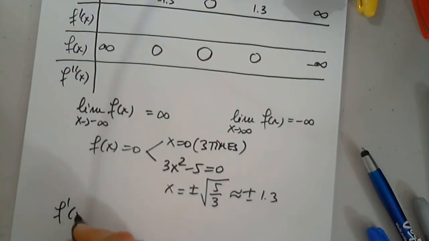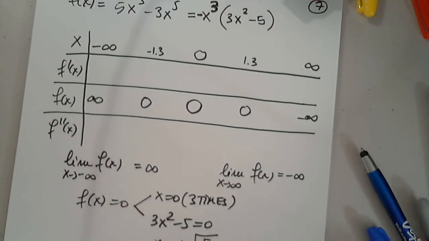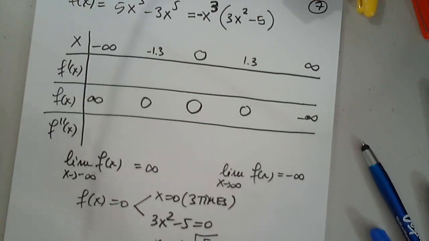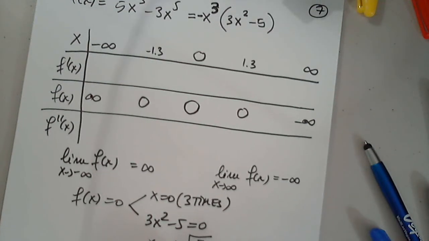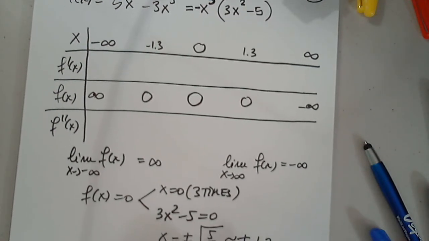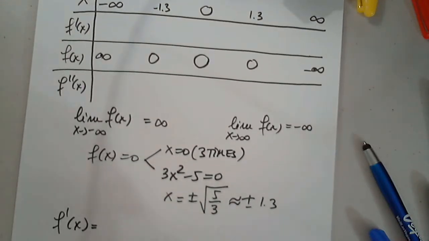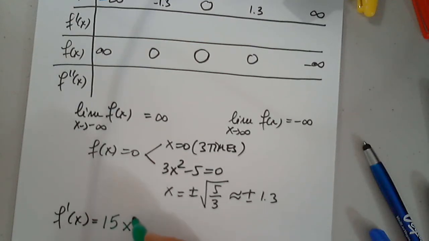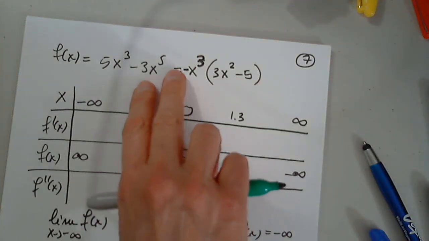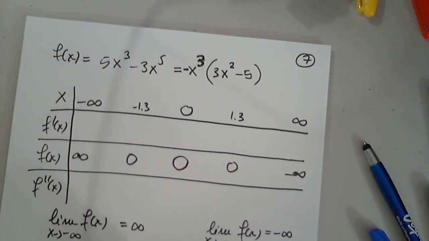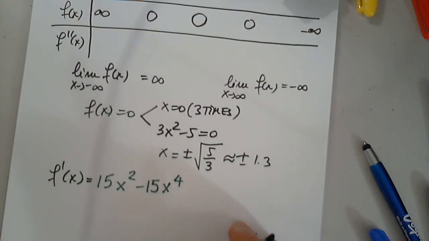So I differentiate the function. Can anyone give us the derivative of this function? I would write it down. 15x squared minus... I can't see the top of the problem. There we go. Okay, 15x squared minus 15x to the 4th. That's it.